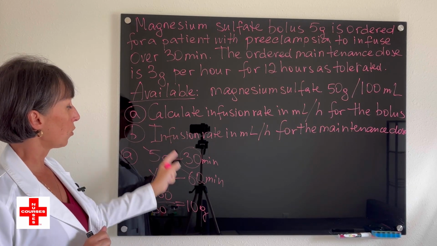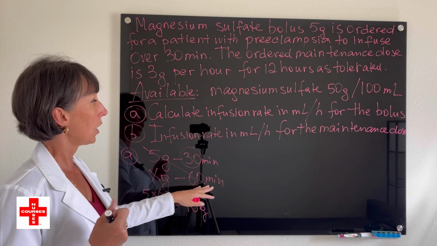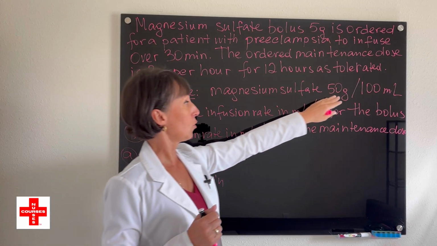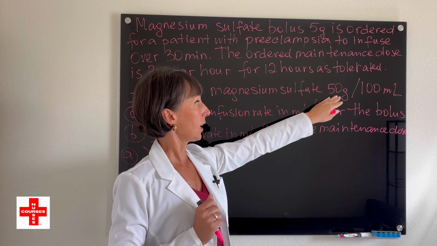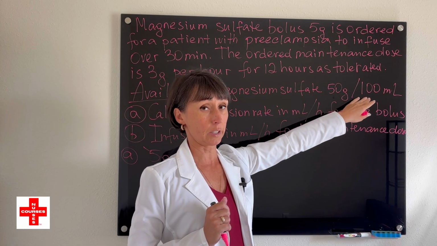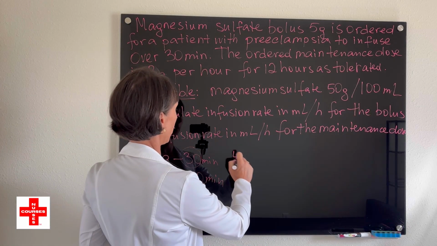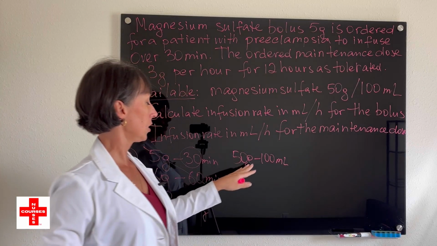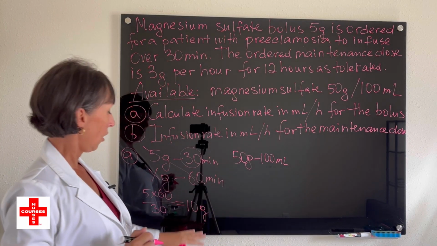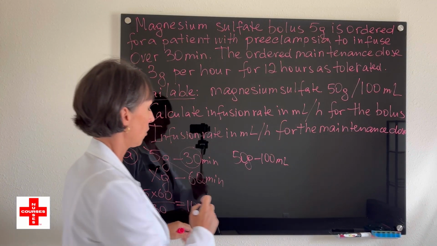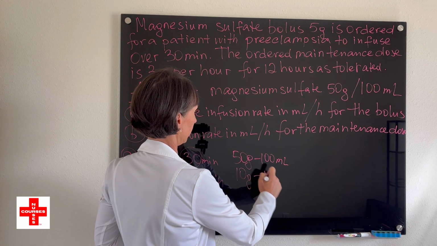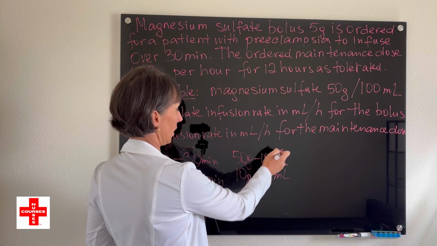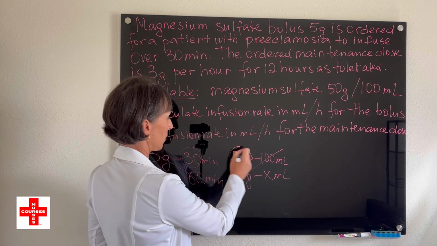So 10 gram is going over 60 minutes or over an hour. Now, what is it in milliliters? And to find that, we need to go to our available concentration and see that 50 gram is in 100 milliliters. We're going to write just like that. 50 gram is 100 milliliters. We need to give 10 gram in an hour, right? How many milliliters is 10 gram? Multiply on diagonal, divide by the third number.